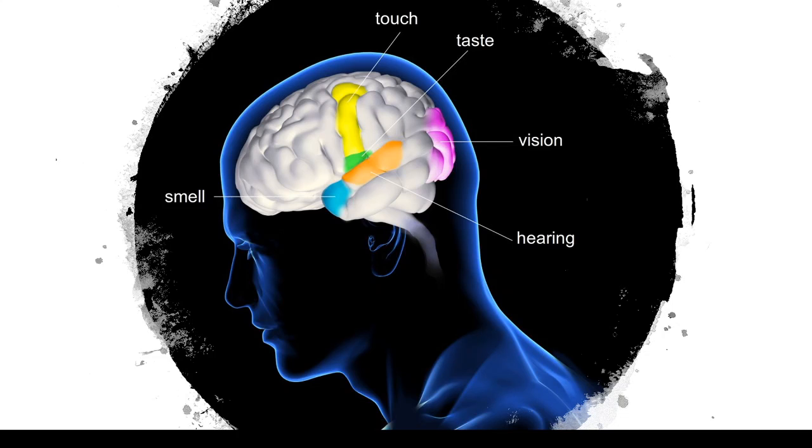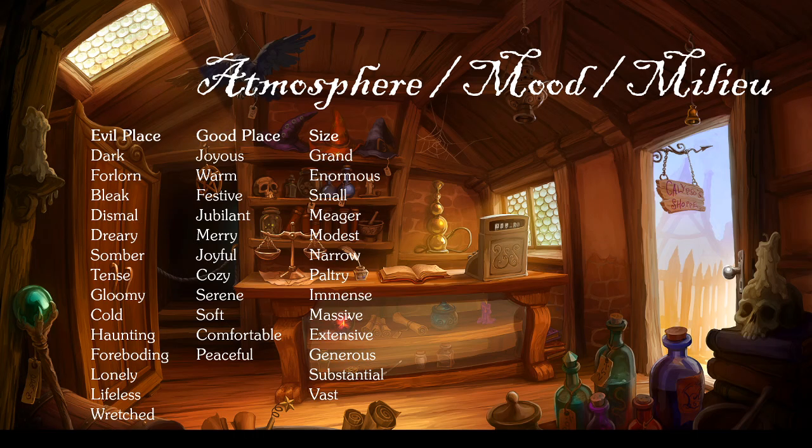The next thing is atmosphere and mood and milieu. This is kind of giving you the overall feeling of what it's like in there. And I put some words here on the screen. For instance, an evil place might be forlorn or bleak, gloomy, haunting, or foreboding. A good place might be jubilant and festive, comfortable, serene. And for the size of a place, you can describe it not just as small or large, but as immense, narrow, paltry, extensive, generous, vast. So these are all words that we can use to help describe the atmosphere or mood.